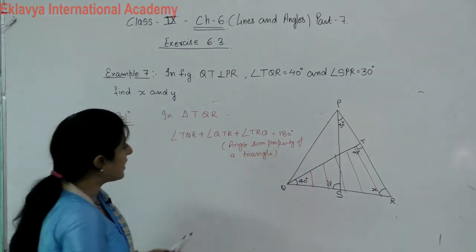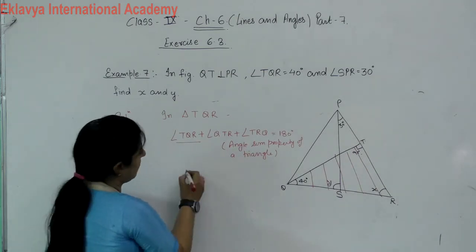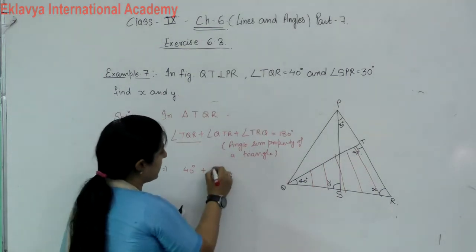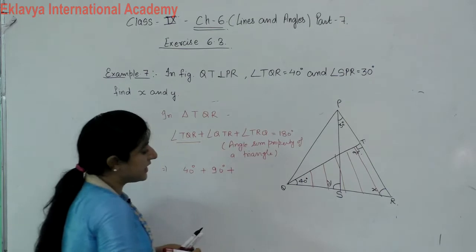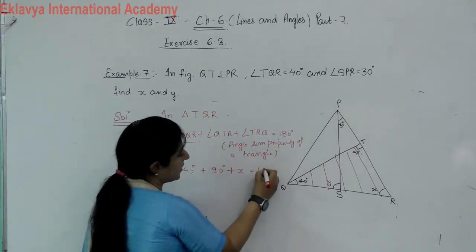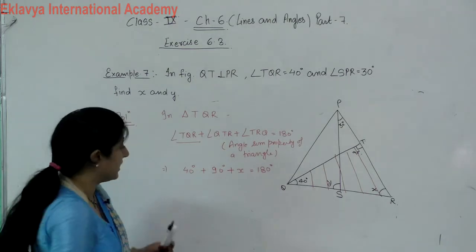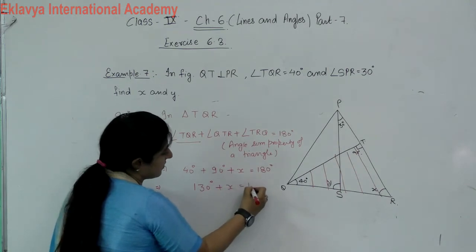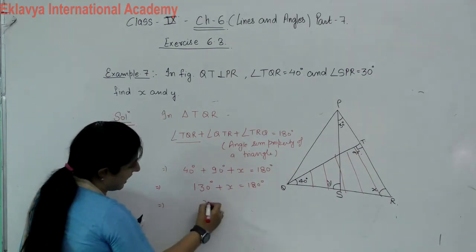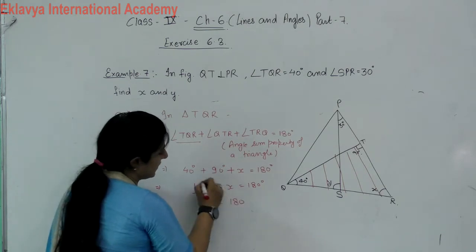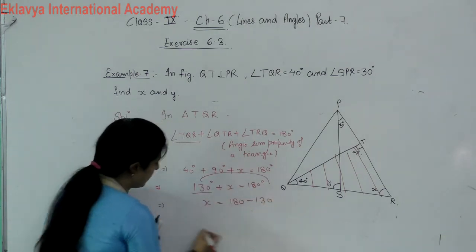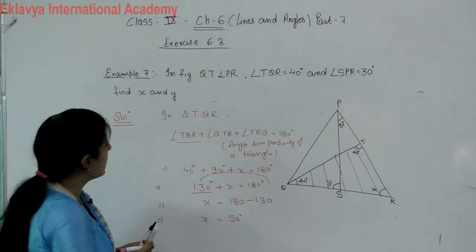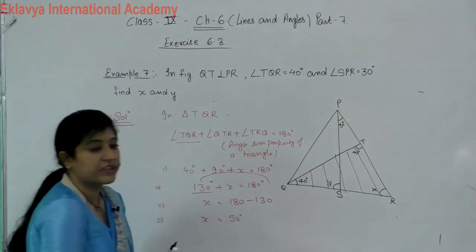Now see, put the value of angles. TQR value 40 degrees plus QTR value 90 degrees plus TRQ value x is equal to 180 degrees. Now see, 40 plus 90 is 130 degrees, plus x is equal to 180 degrees. x is equal to 180 minus 130. We change the side, x is equal to 50 degrees. It means the value of x is equal to 50 degrees.